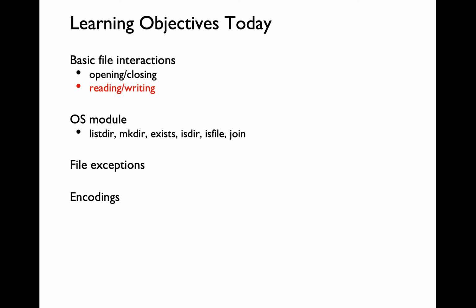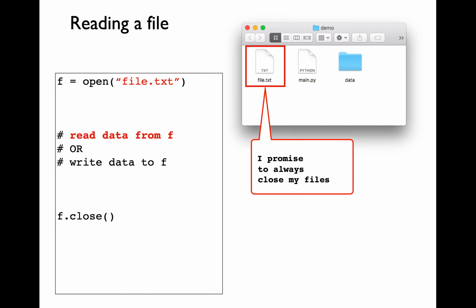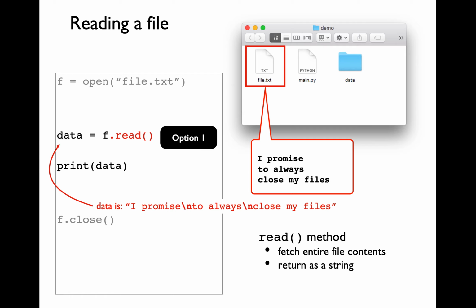So let's now talk about how we are going to use file objects. The first thing that you can do with a file object is read data from it. We can do that by using a few options. Let me go through the first option here. You can use the read method, which just takes all of the contents of the file and returns to you a string which contains all of the content of the whole file.